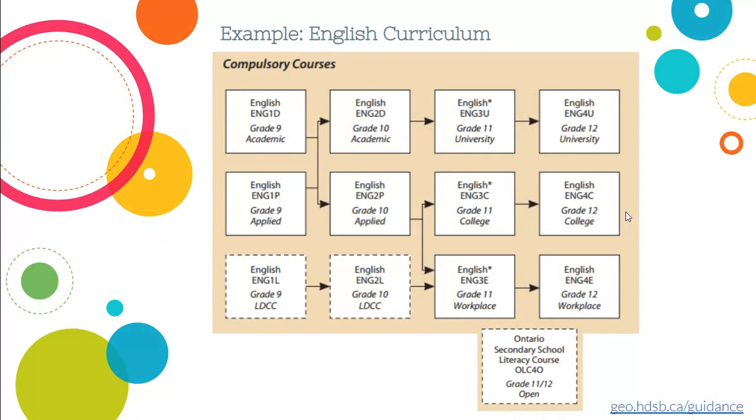For English, this is an example of a department that does not offer any mixed pathway courses. English grade 9 academic turns into grade 10 academic, which turns into grade 11 university and grade 12 university.